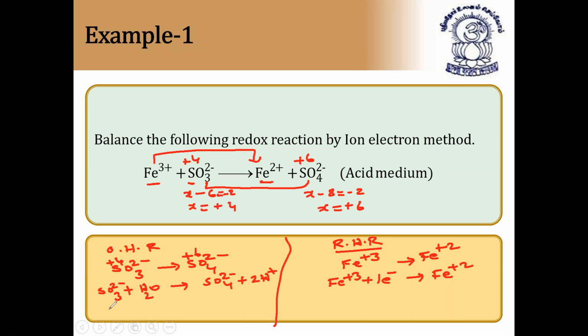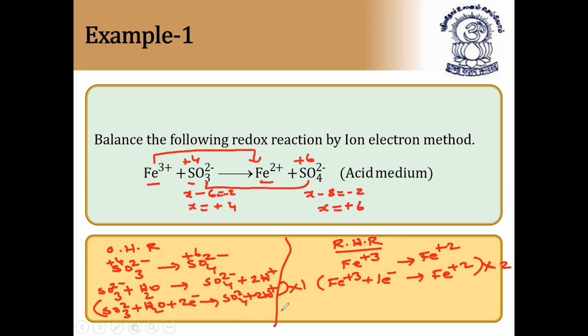Now we'll do electrons. How many electrons do we have to add here? Here we have plus 4 to plus 6, it is a 2 electron change. And here it is a 1 electron change. So we multiply this equation with 2, and this equation with 1. Simple. So I'm writing the final equation directly.